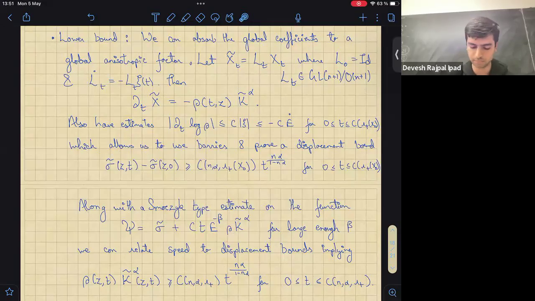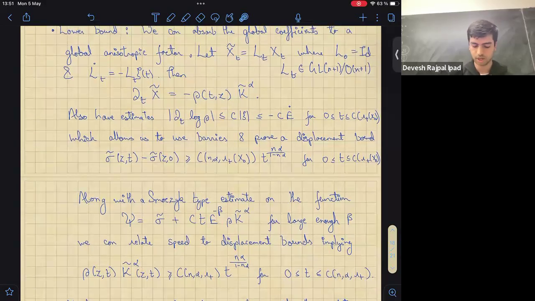Again, something similar can be done for the original Gauss curvature flow. We have adopted the same idea, but we need one extra term here, the powers of entropy, to cancel out the bad terms coming from affine corrections. And so for large enough power, we can relate these displacement bounds to speed bounds.